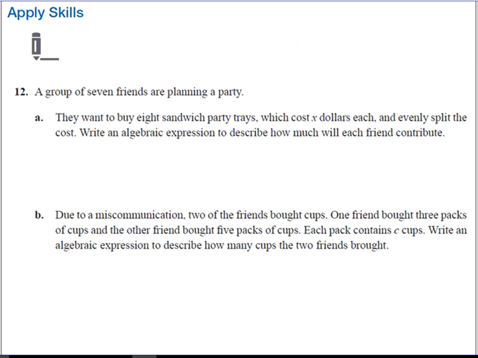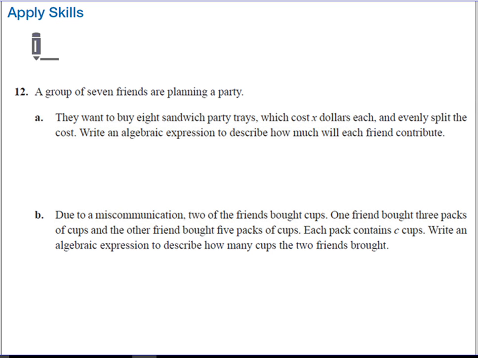A group of 7 friends are planning a party. They want to buy 8 sandwich party trays, which cost X dollars each, and evenly split the cost. Write an algebraic expression to describe how much each friend will contribute.